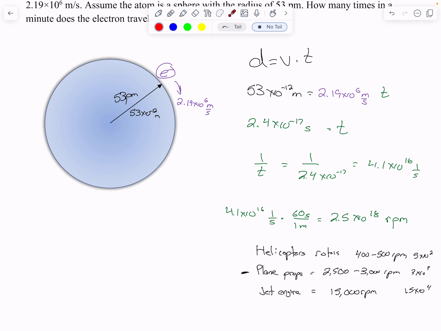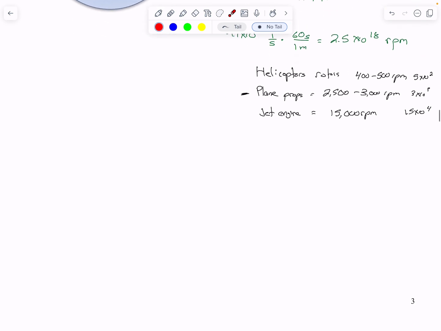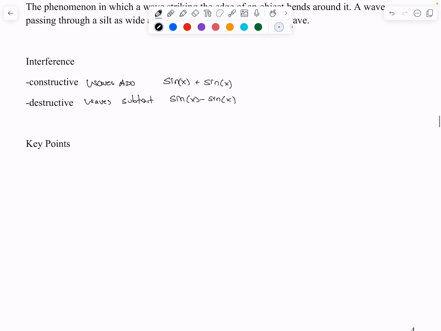All right? What does all this mean? So the electron is not static. The electron's moving around, but it's moving around ridiculously fast. Okay? And let's write the key points down. We know that waves and particles move and interact differently.